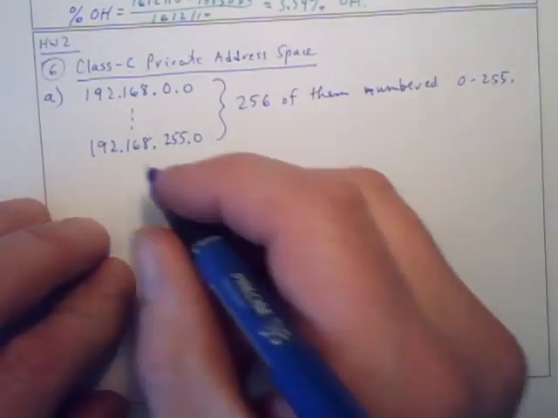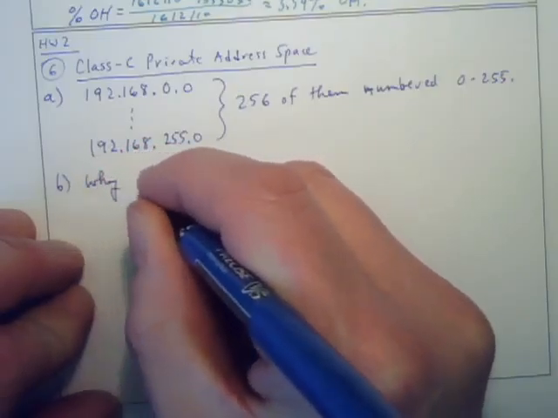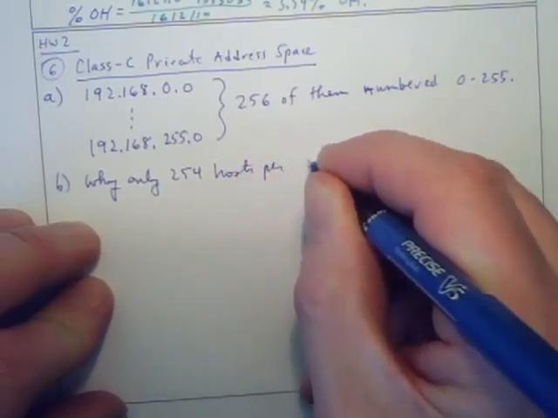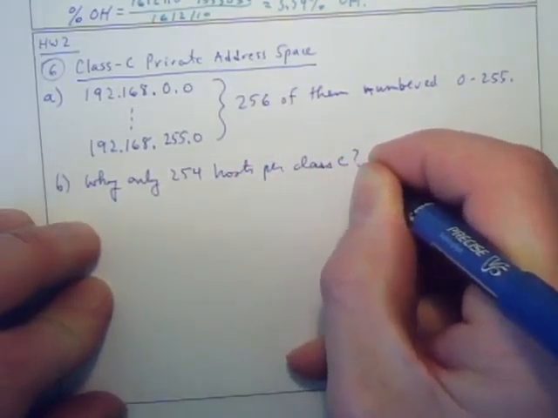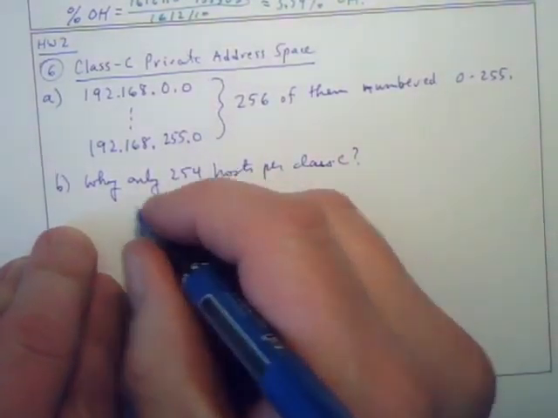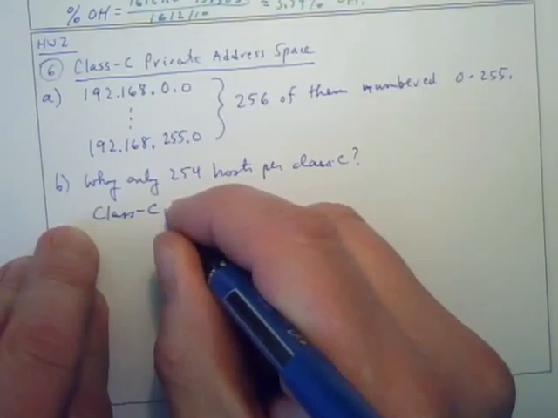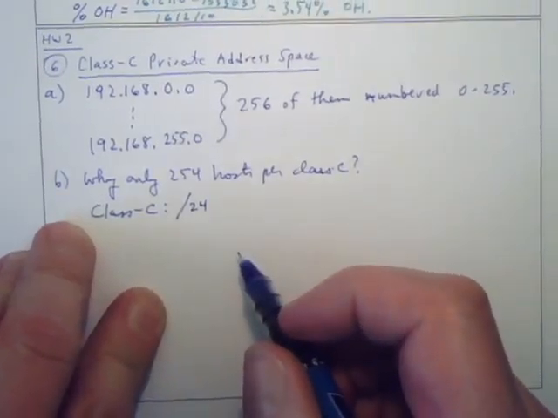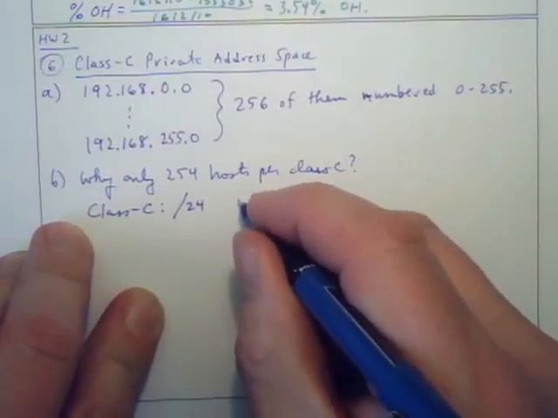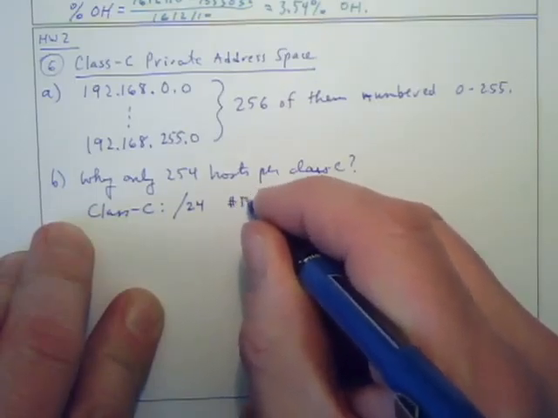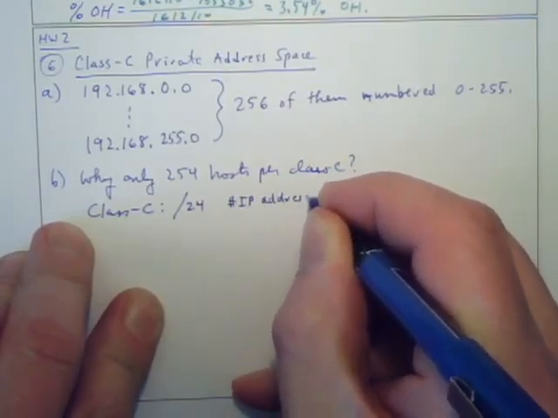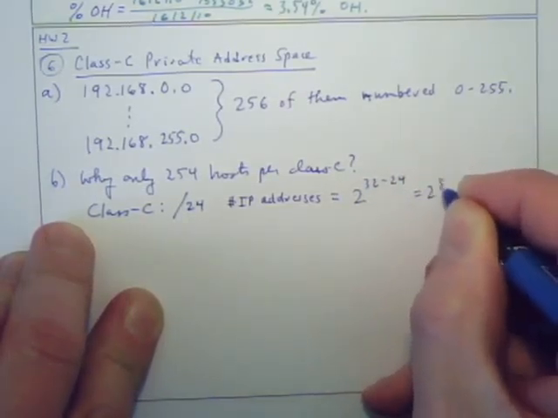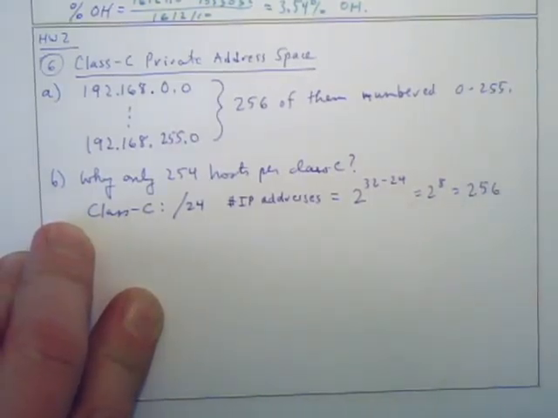254 hosts per Class C network? Why only 254 hosts per Class C? Well, in a Class C, we have a /24 mask, and that means that the number of IP addresses is 2 to the 32 minus 24, or 2 to the 8, which is 256.